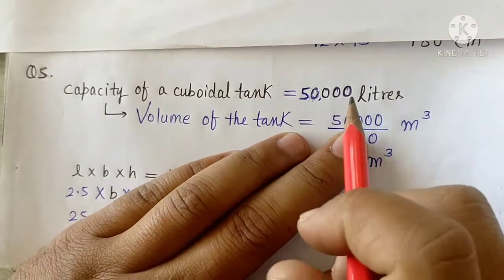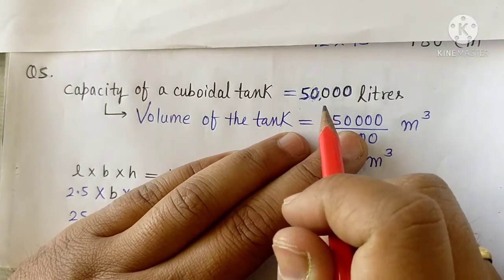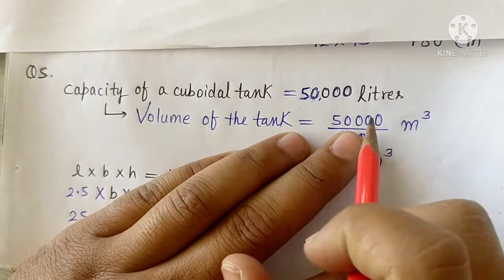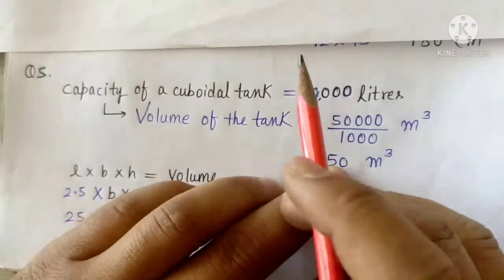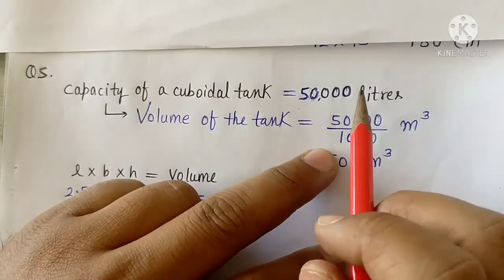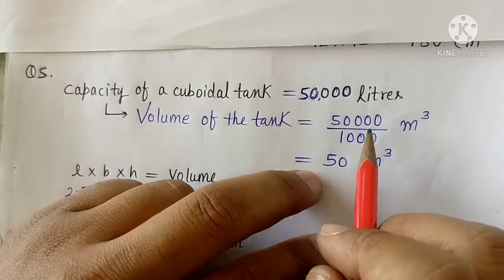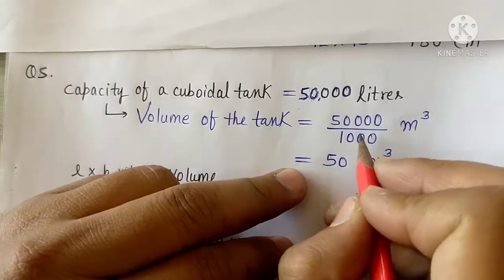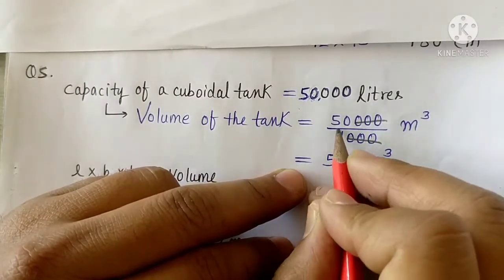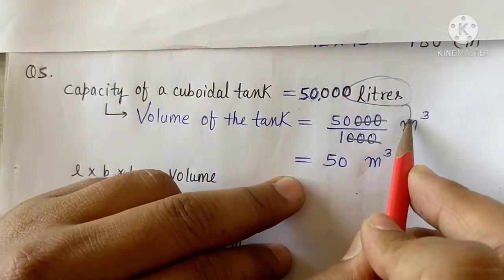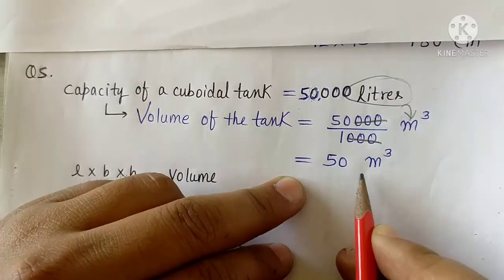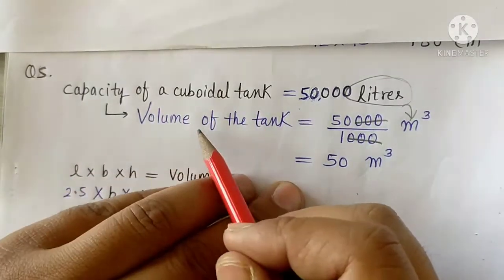So what we will do? We will try to convert this liter into meter cube. How can we convert a liter into meter cube? Dividing by 1000. As you can see, it was given 50,000 liters. So we divided by 1000, so it will convert into meter cube. So 30 will cut 30. How much is left? 50 meter cube. From liters, it becomes now meter cube. So we can write 50 meter cube. That is the capacity, or you can say volume of the tank.